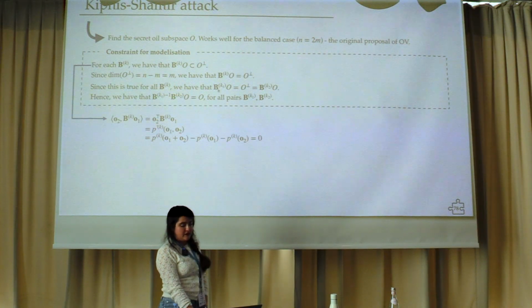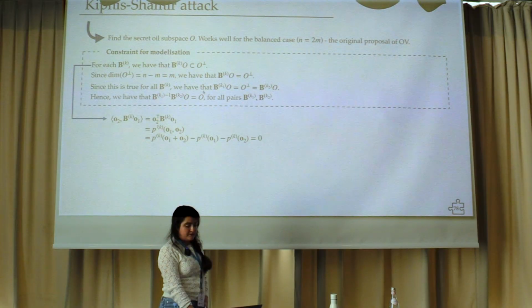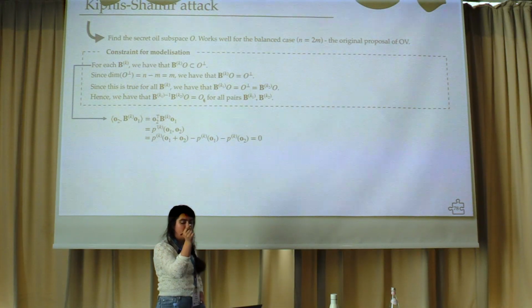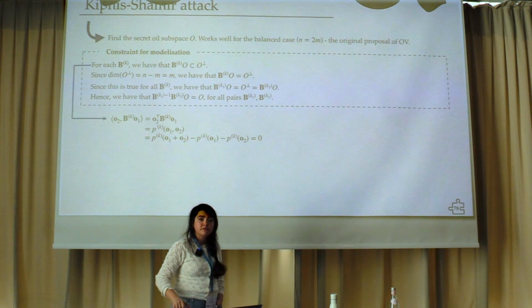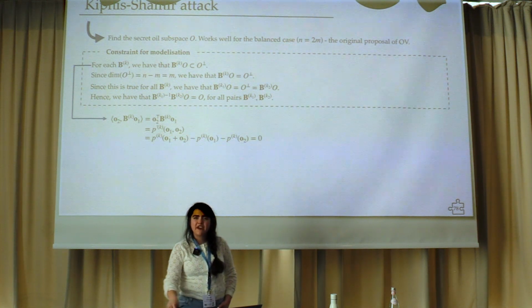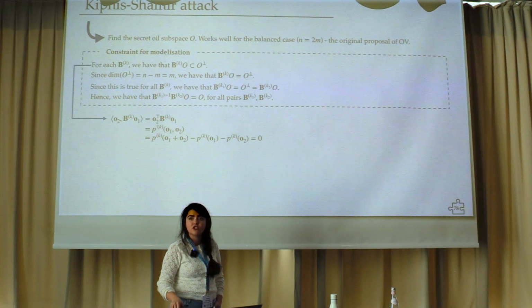So I put, and this O, imagine it as just a basis of the space. So I put this B to the k1 on the other side, right? So I get B to the k1 inverse times B to the k2 times the oil space equal to the oil space, and this is for all pairs of matrices B, k1, k2. How many do you have? We have m of them, right? So pairs, it's m choose 2, right? So this is a lot.